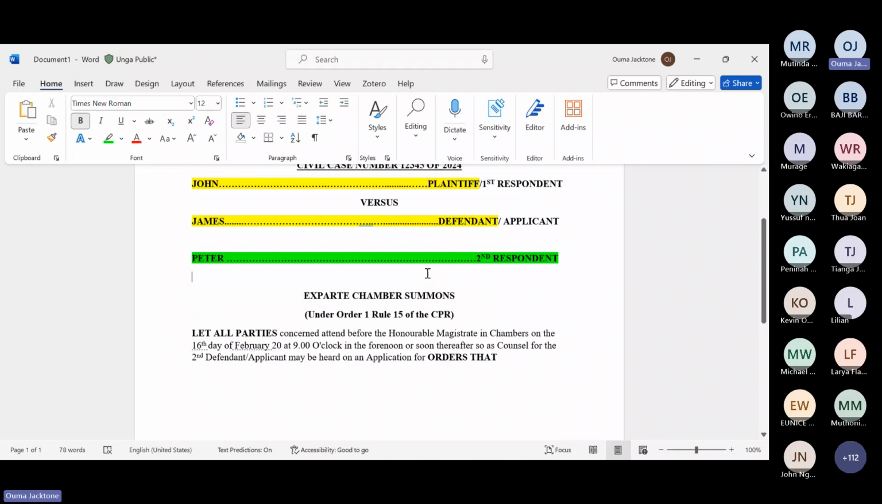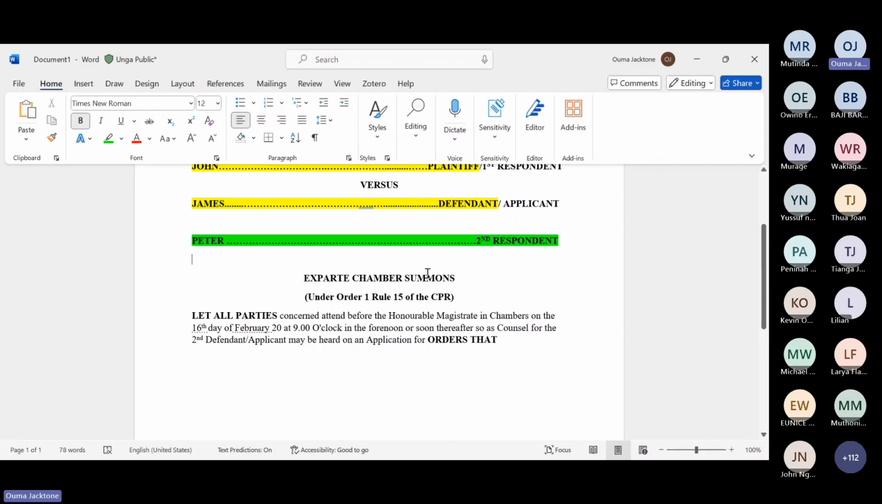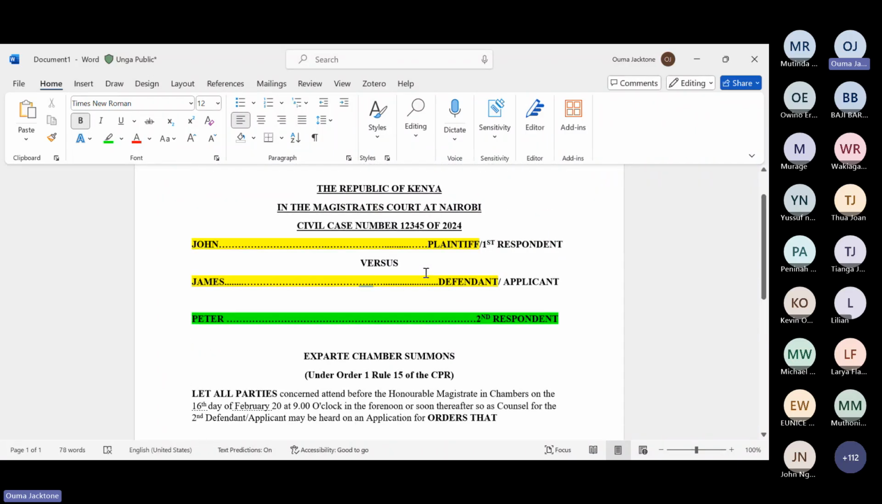And then you come, I hope, guys, are we together up to where we are? Do you understand why we have plaintiff, first respondent, the explanation? Do you understand it? Are we together? Yes. All right, fine. Now let us go to the application itself.